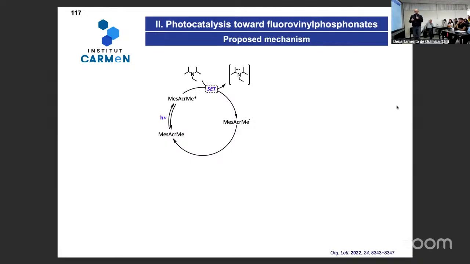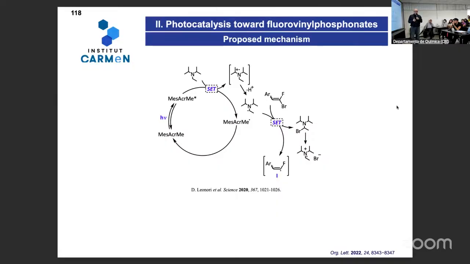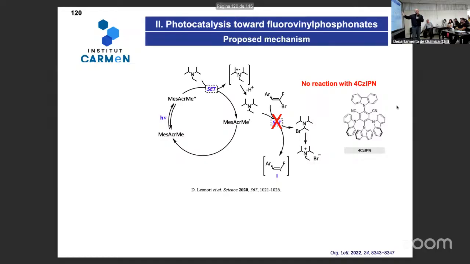So here we think of two possible mechanisms. Next, please. One is based on Leonori in Science 2020, which demonstrated the XAT, the halogen atom transfer. Okay, he showed that it can happen with this kind of radical cation. Next, please. And to do that, it is that with this kind of photocatalyst. Next, please. The reaction doesn't work with this photocatalyst. So we preclude the XAT mechanism.